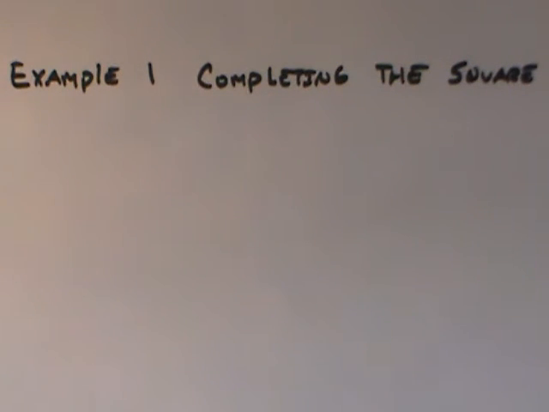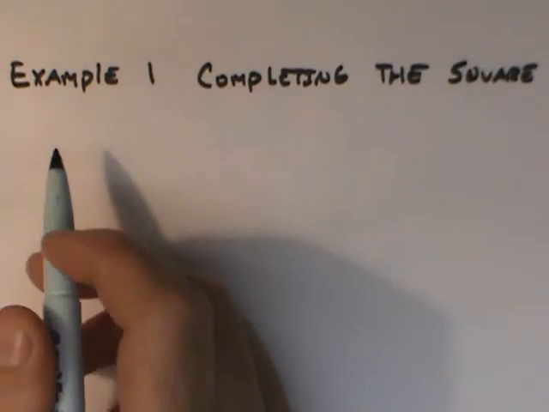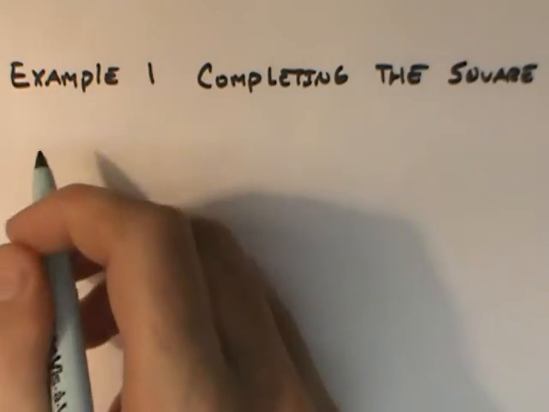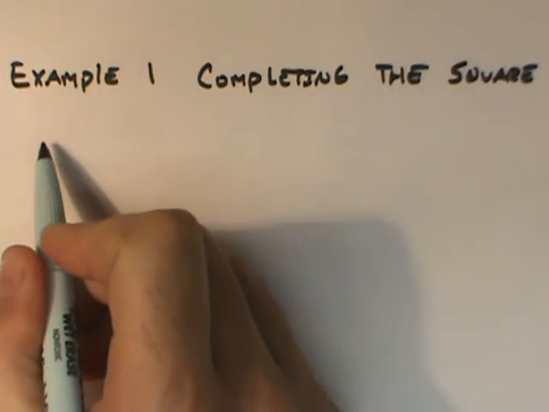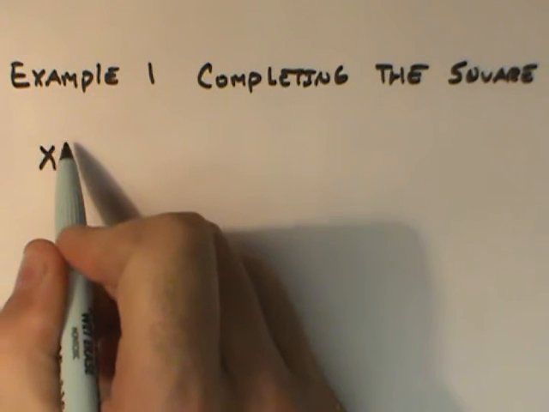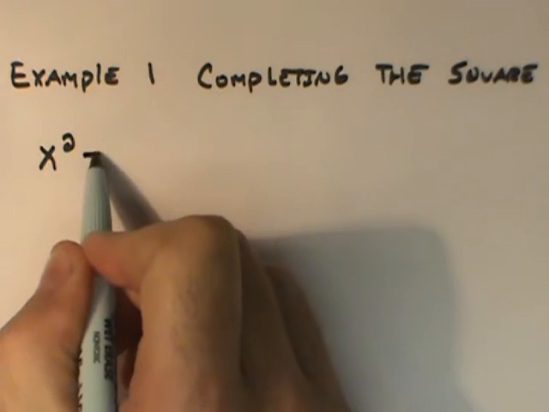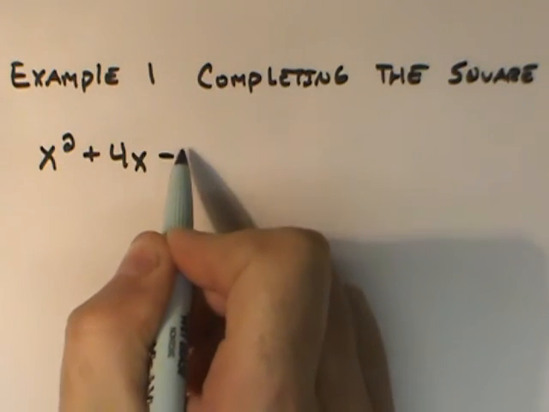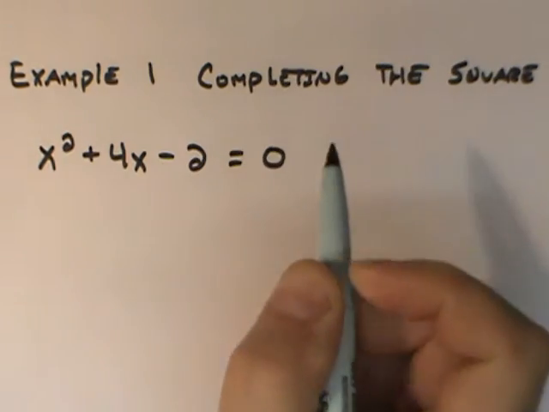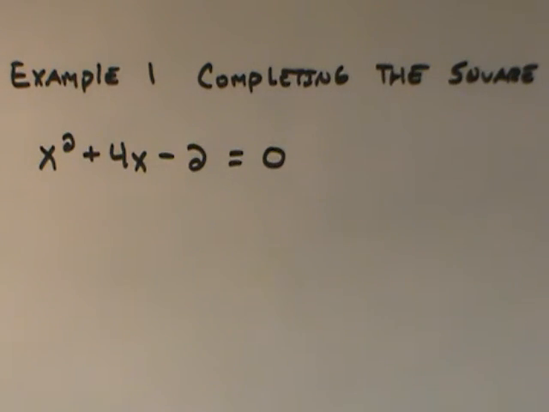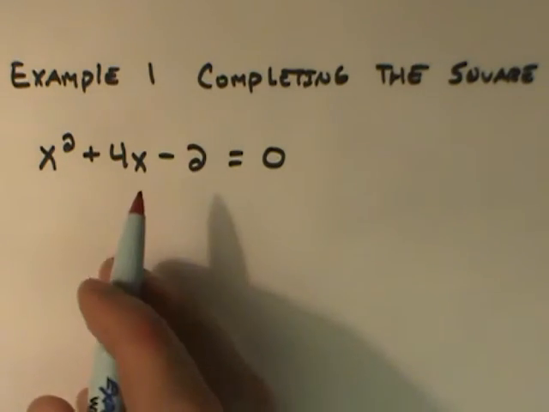Example 1 for completing the square. In example 1, typically you're given an equation that looks like this. We'll start off easy: x squared plus 4x minus 2 equals 0. And you want this to be a perfect square. And so what we're going to do, we're going to look at those first two terms.